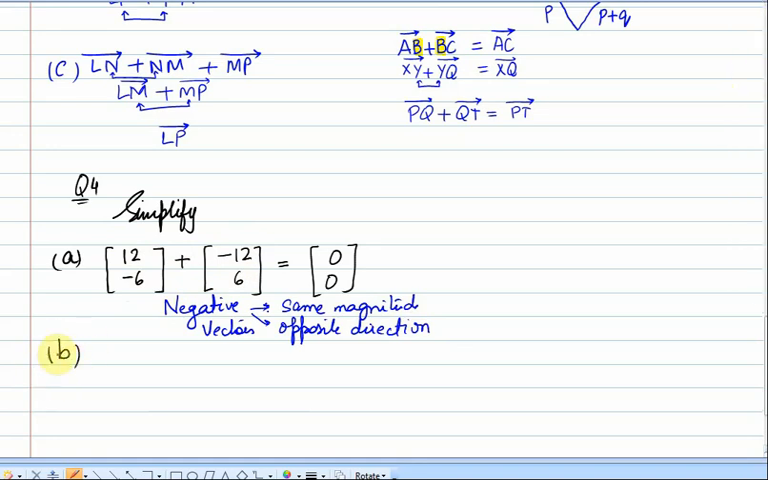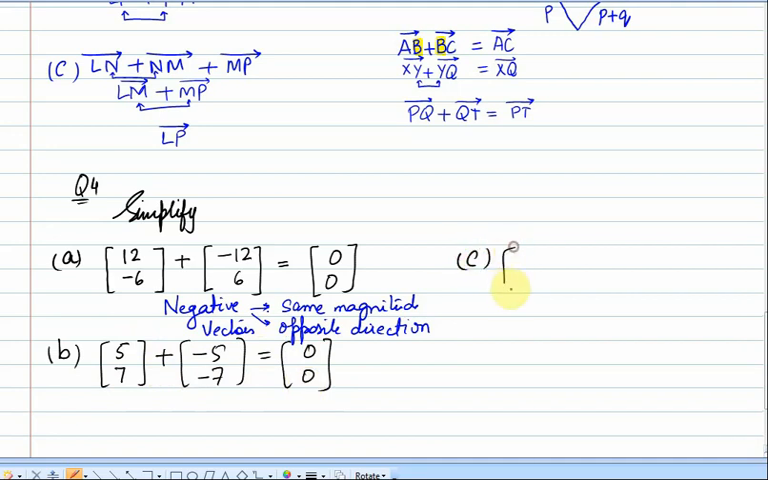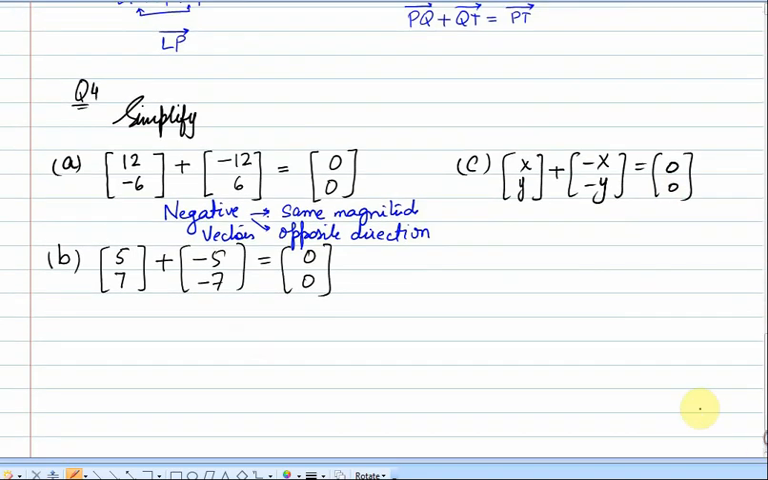Similarly for next part, it's 5, 7. So the negative of this vector will be minus 5, minus 7, and the answer will be 0, 0. Right? For C part, it's x, y. Its negative vector will be minus x, minus y, and its answer is 0, 0. Right? Done?